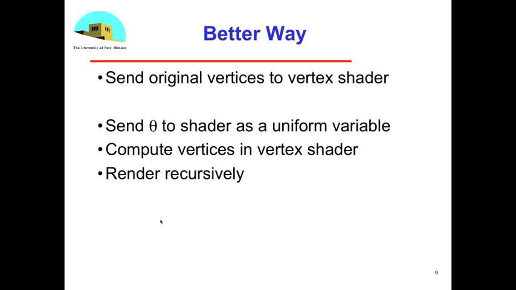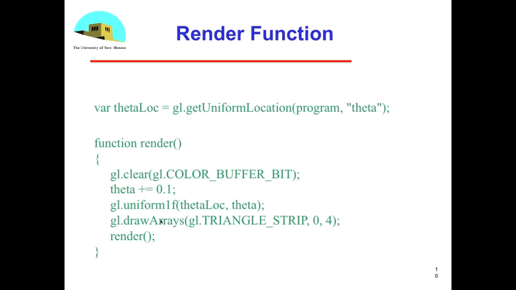And then how do I render that? Well, I can render in some sort of recursive way. Each time I do the render, I call the render function in there. So the idea would be to try and do something like this: first, here's the uniform variable that I set up. I'm going to call it theta in the vertex shader. We'll get to the vertex shader in a minute.